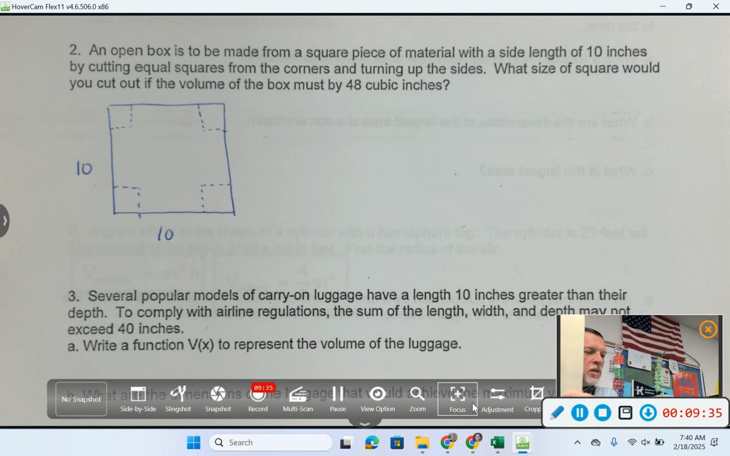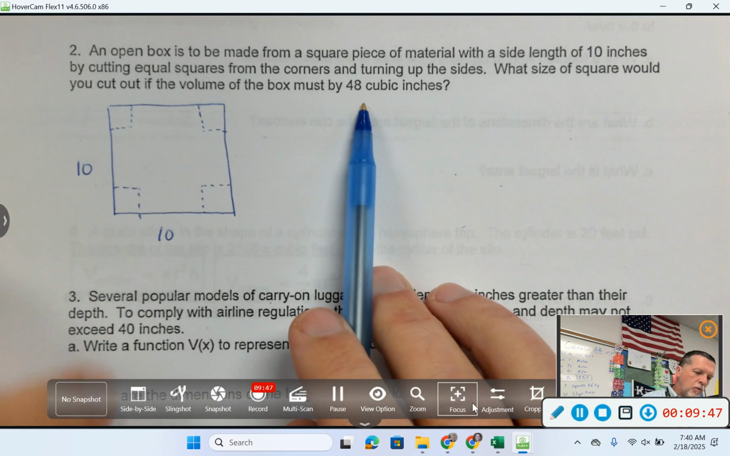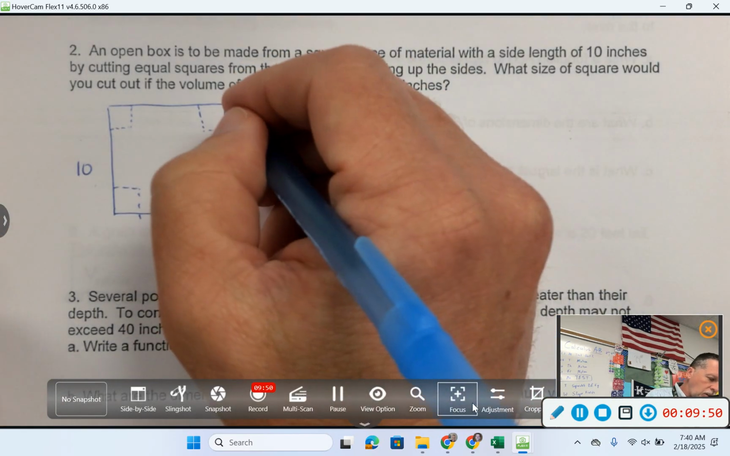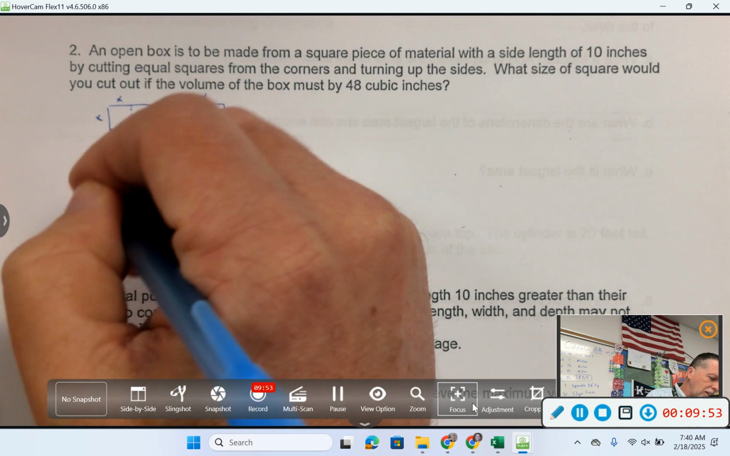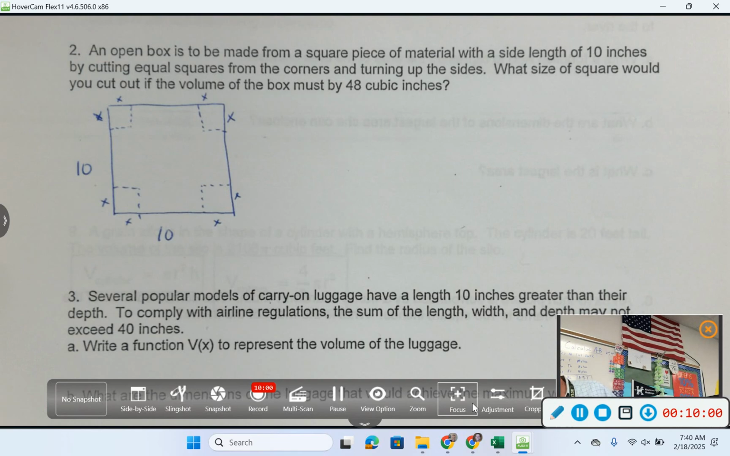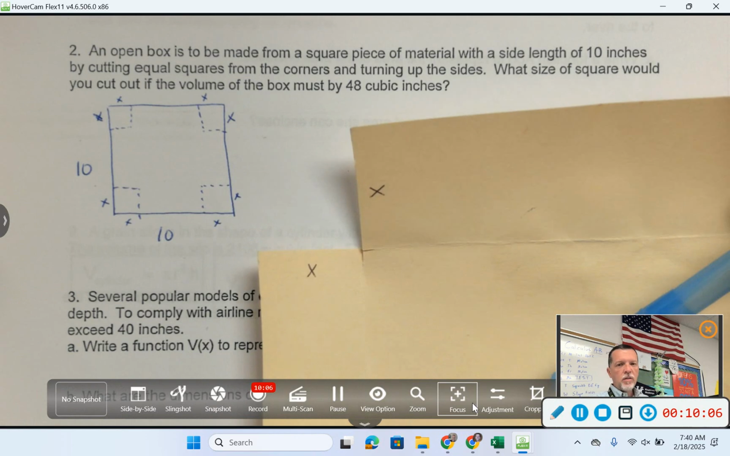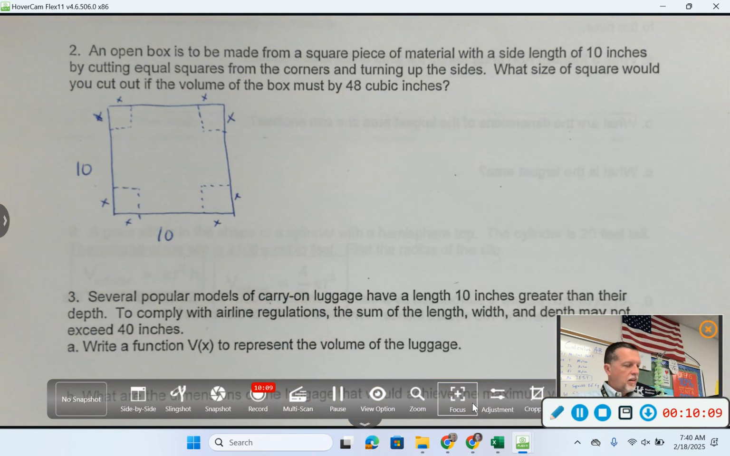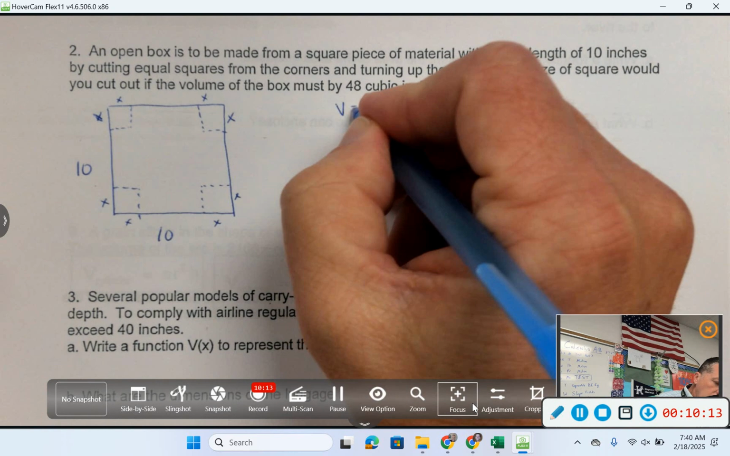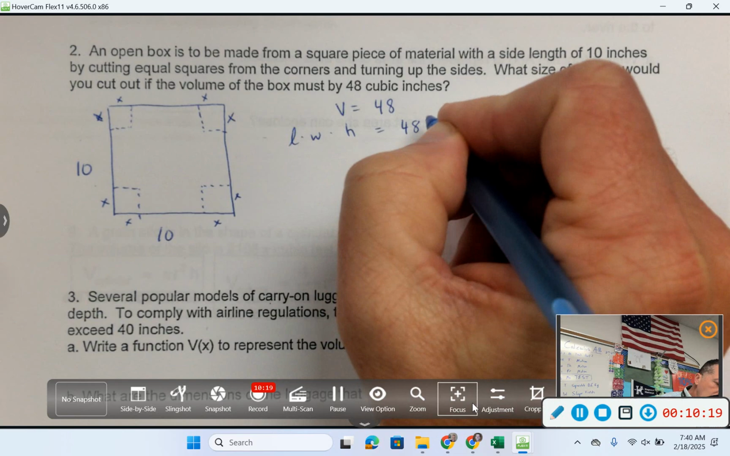We take this 2D piece of metal, and we cut the corners up, fold it up, and now we got a box. What size of square would you cut out if the volume of the box must be 48 cubic inches? Okay, so we've got to cut squares out for this to line up. So all of those little dimensions are x. That's labeled on my physical model here. Those are x. Fold them up, and you can see that becomes the height of the box. So I want the volume to be 48. So that's length times width times height is 48.